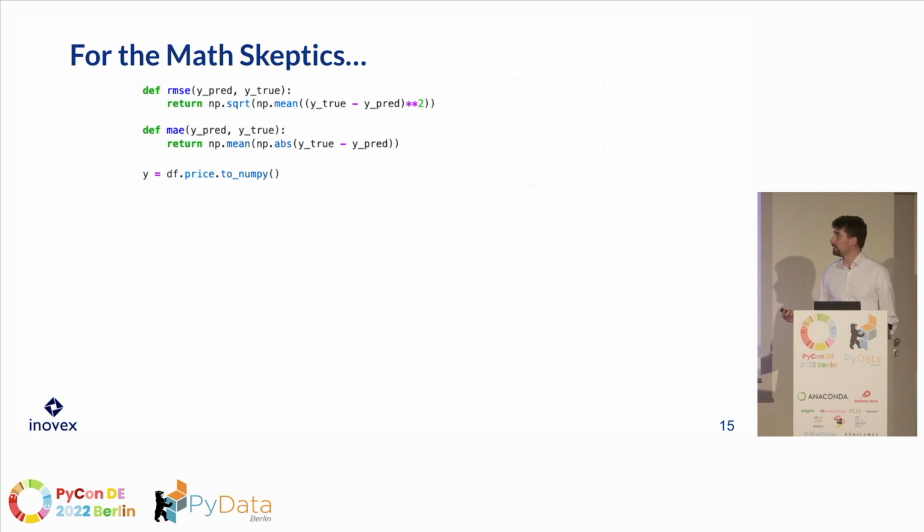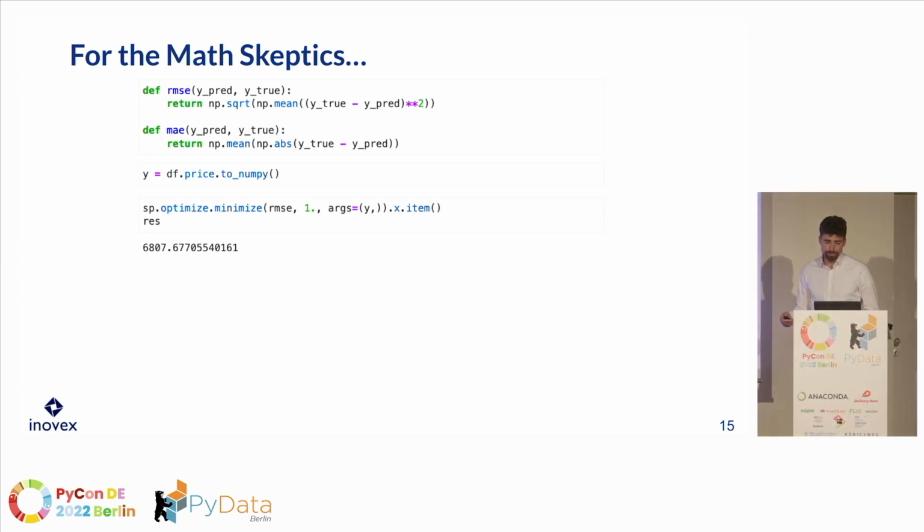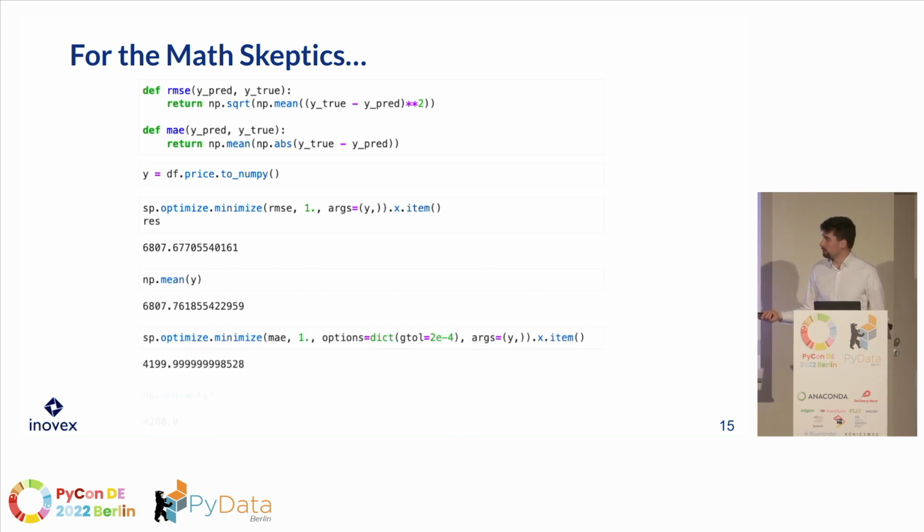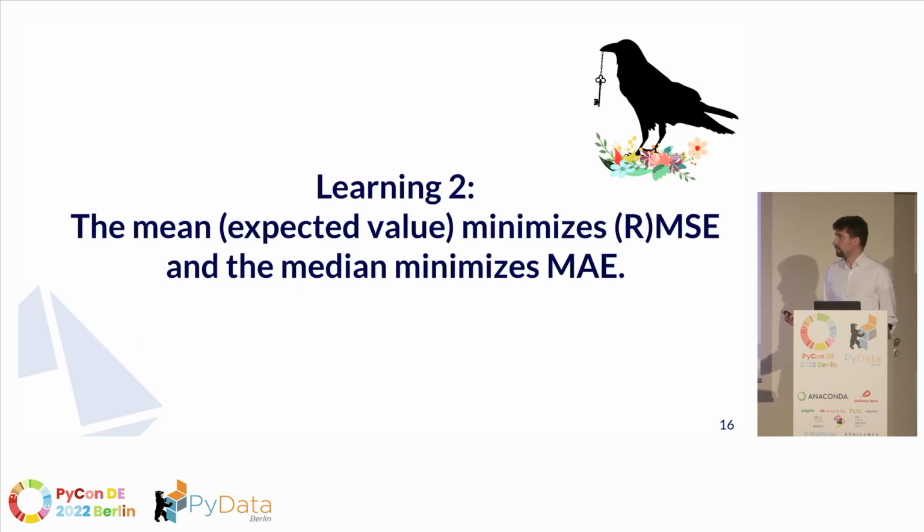So for the math skeptics, there are some out there, you can also try this out. So for the root mean squared error, let's say we take the price as y and just use this on this Kaggle data. We just take our whole prices, and we use scipy to optimize, and we see that it's actually close, up to some rounding error, to the mean, and the same goes for the mean absolute error and the median. So far, we haven't done anything to the target variable, right? We haven't transformed it in any way, but these values will come up also later. So the second key learning here is that the mean, the expected value, minimizes the root mean squared error, and the median minimizes the mean absolute error.